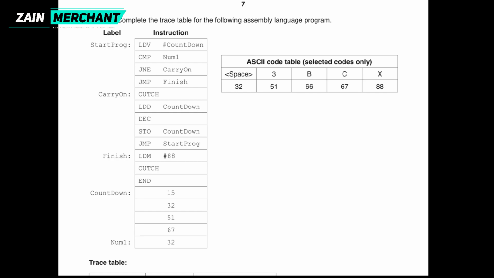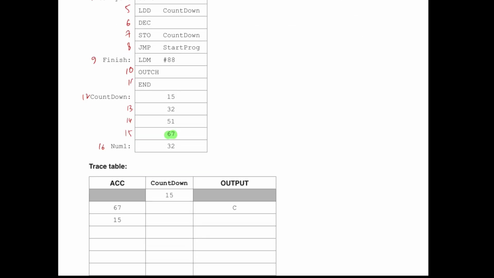So this is going to be 1, 2, 3, 4, 5, 6, 7, 8, 9, 10, 11, 12, 13, 14, 15, and 16. So if you move 15 steps down, you will see that we have received the value 67. So we're going to load this value. So this has already been loaded in the accumulator.